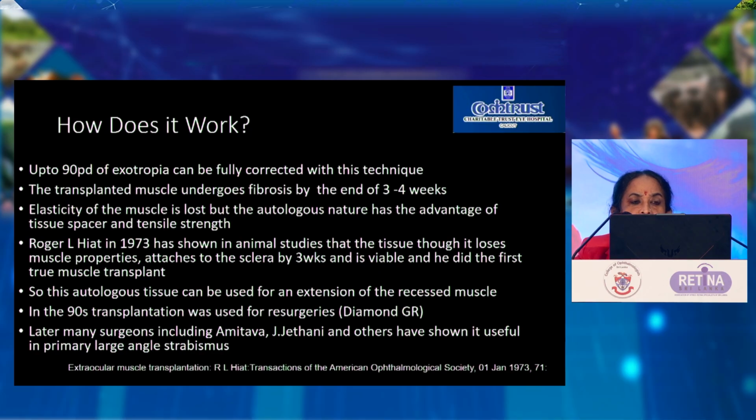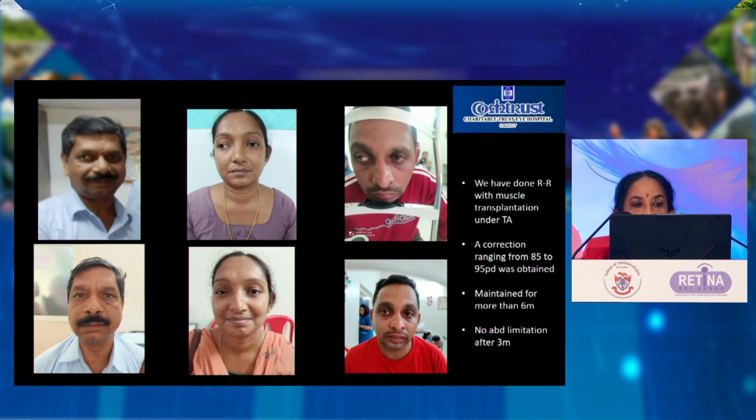So this autologous tissue can be used for an extension of the recessed muscle. In the 90s, it was mainly used for resurgeries by Diamond et al. And later, many surgeons, including Amitava, Jitani, and many others, have shown it to be useful in primary surgery in large angle strabismus. So these are some of the cases.